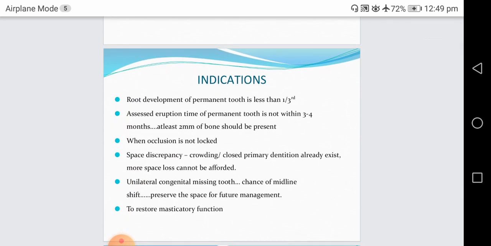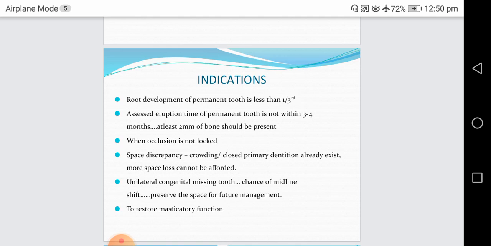Now, what are the indications of a space maintainer? This is very, very important. When we suggest space maintainers, we have to take an IOPA and check that the root development of the permanent tooth is less than 1/3. When the root development of the permanent tooth is less than 1/3, that means it will take a long time to erupt. So we have to give a space maintainer. Assessed eruption time of the permanent tooth is not within 3 to 4 months. At least 2 mm of bone should be present covering the permanent successor tooth.